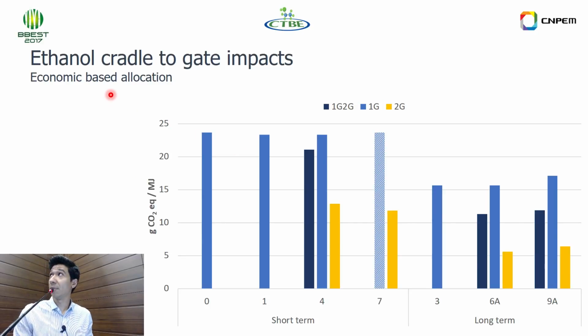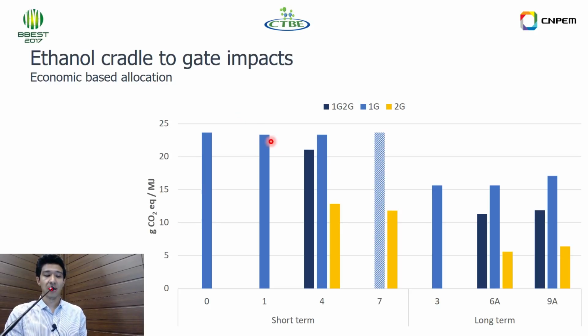If we consider the economic-based allocation, what is the economic-based allocation? When we calculate the environmental impacts, if you produce more than one product, for example ethanol and electricity, you have to split the impacts between ethanol and electricity. And if you decide to make this decision based on the economic allocation procedure, then this would be very similar to the production cost approach. So basically, if ethanol contributes 80% of revenues, then it would pay for 80% of the impacts.